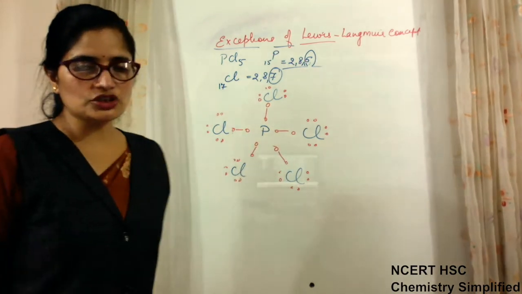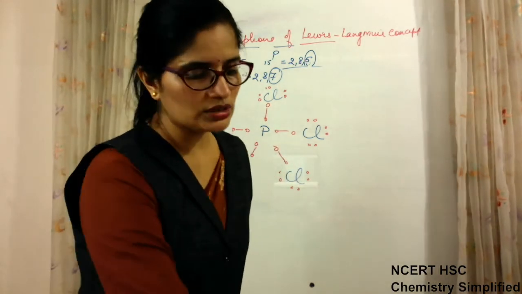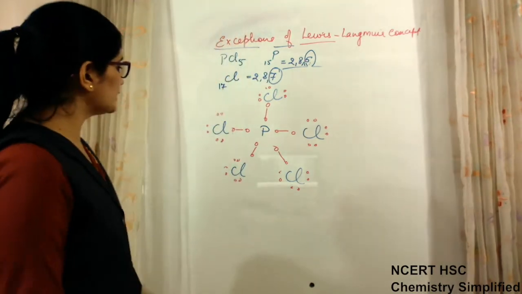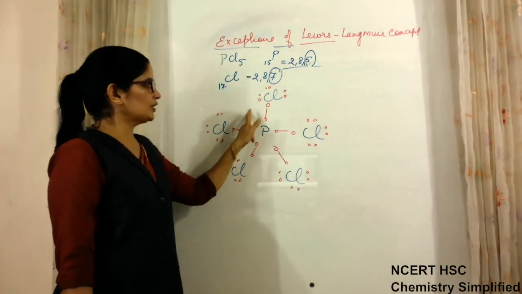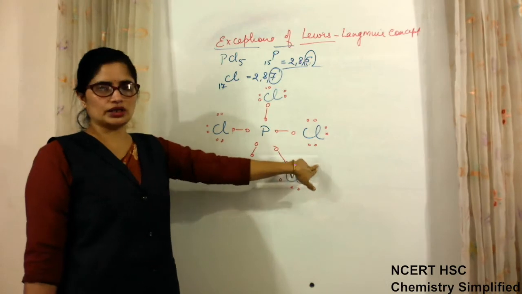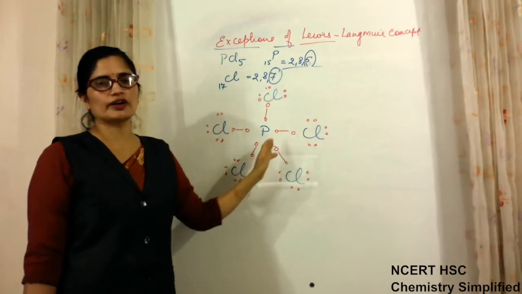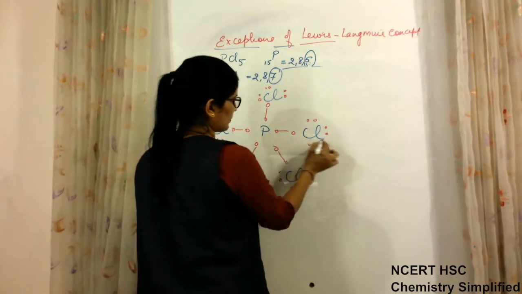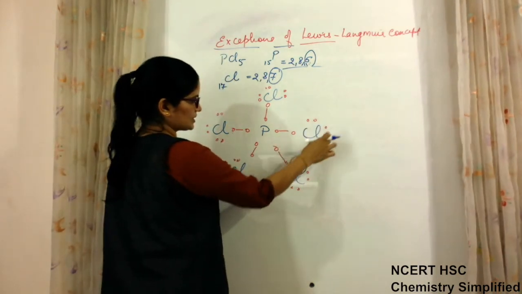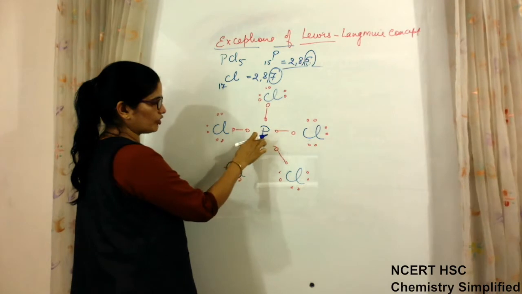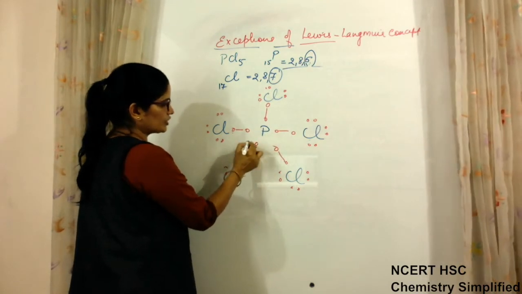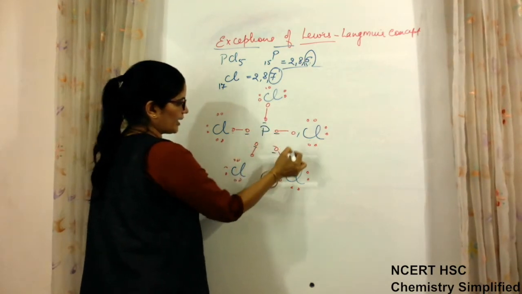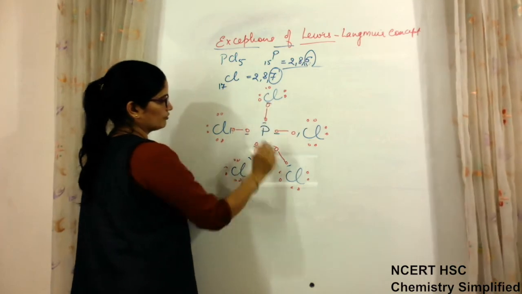This was the structure of PCl5 when it was studied, and it was found that phosphorus has all single bonds with chlorine. That means they are sharing only one electron. And when you count, chlorine is completing its octet on all sides, 6th, 7th and 8th electron. But phosphorus, if you see, has 5 electrons of its own and 5 it has bonded with chlorine.